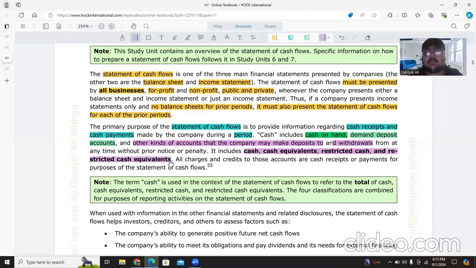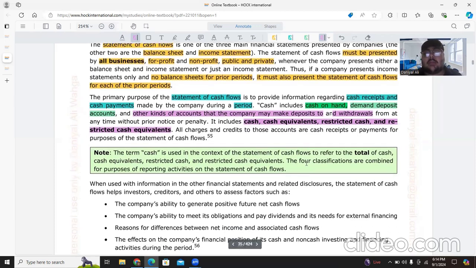All charges and credits to those accounts are cash receipts or payments for the purpose of the statement of cash flows. For the purpose of the statement of cash flows, you are going to reflect all the balances from cash receipts and the balances of payment charges.